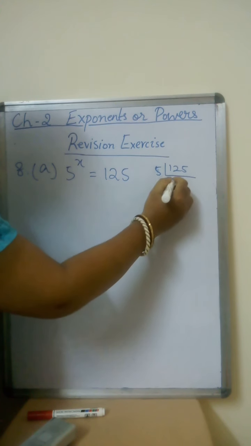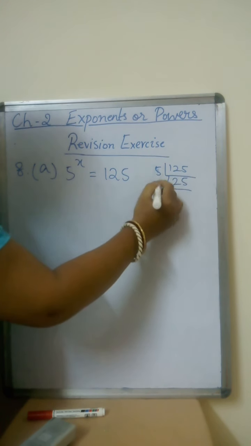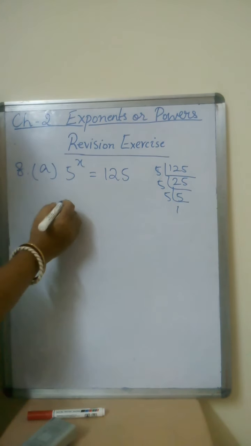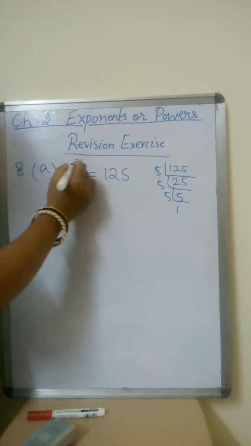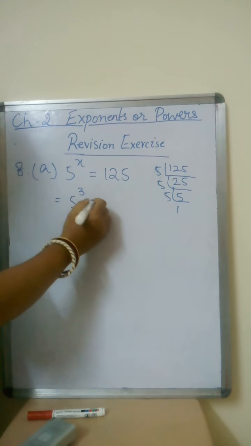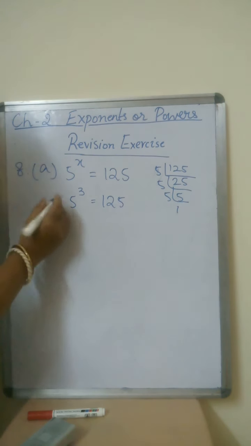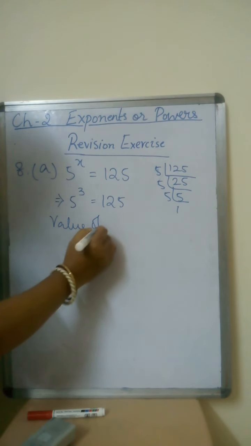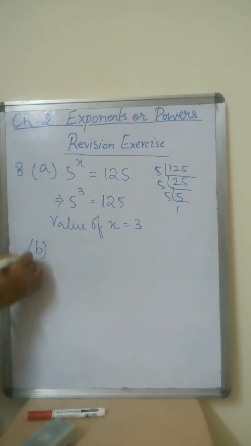So 5 2s are 10, 12, 5 5s are 25, 5 5s are 25, 5 1s are 5. So how many 5s we got? We got 3 5s. So what is the value of x? Value of x is 3, 5 to the power 3 equals 125. Okay. So you can write it down here. Value of x equals 3. Okay. Next we have number B.